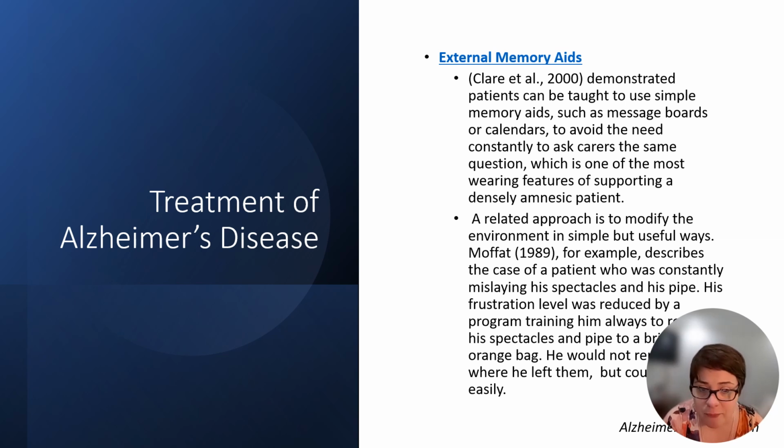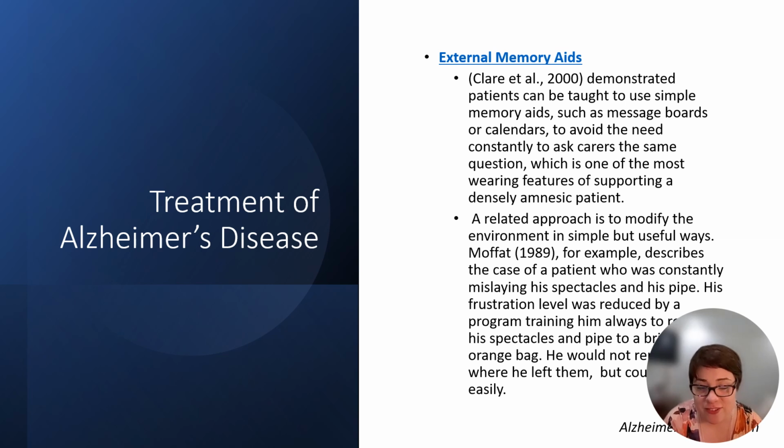And a related approach uses other aids in the environment to help the patient. So for example, Moffitt in 1989 wrote up a case study of a patient who was constantly misplacing both his glasses and his tobacco pipe. His frustration level was reduced by a training that basically got him a little orange bag and told him to always keep those items in the orange bag. With repeated training and instances, he was eventually able to recall that the orange bag contains those items, and so he wouldn't lose them as frequently.